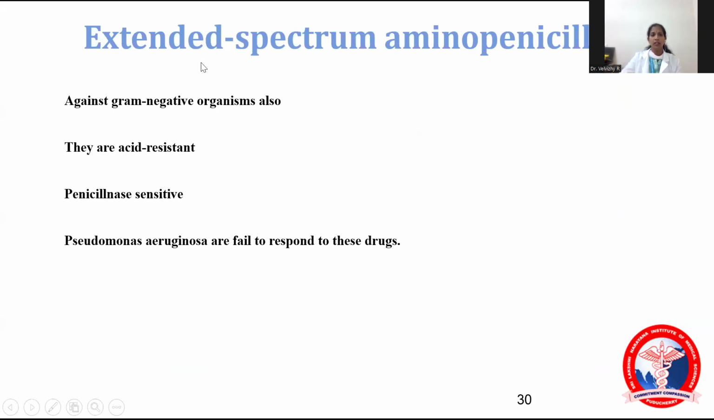So we have extended spectrum aminopenicillins, that is ampicillin and amoxicillin, that group. These are active against gram-negative organisms also, and all of these are acid resistant, so they can be taken orally, but they are penicillinase sensitive. So those bacteria which produce penicillinase enzymes will make them ineffective. And again, Pseudomonas will not be covered.